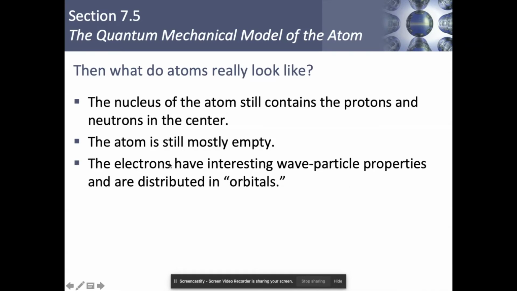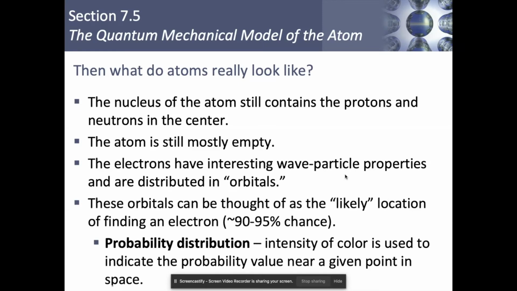Now, what about the electrons themselves? So this is where we start to differentiate ourselves from the Bohr model of the atom. So the electrons have interesting wave particle properties and are distributed in what we call orbitals. And you might think, oh, okay, those little circle things. Those aren't really orbitals. Those normally are considered orbits. I know that sounds very semantic, but orbitals are different.